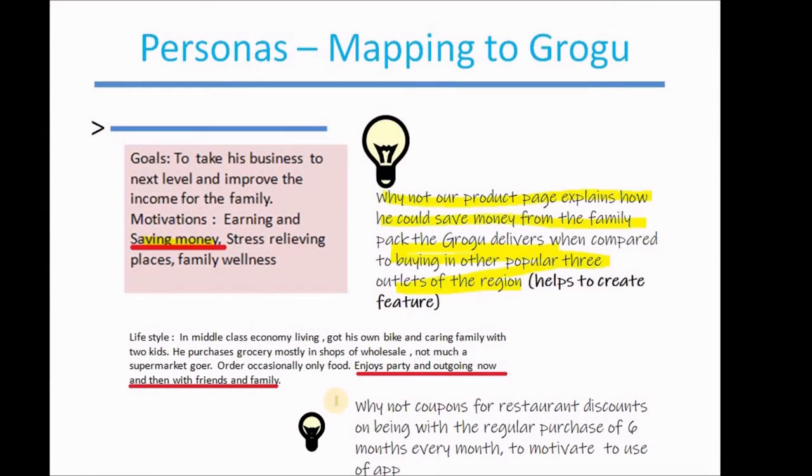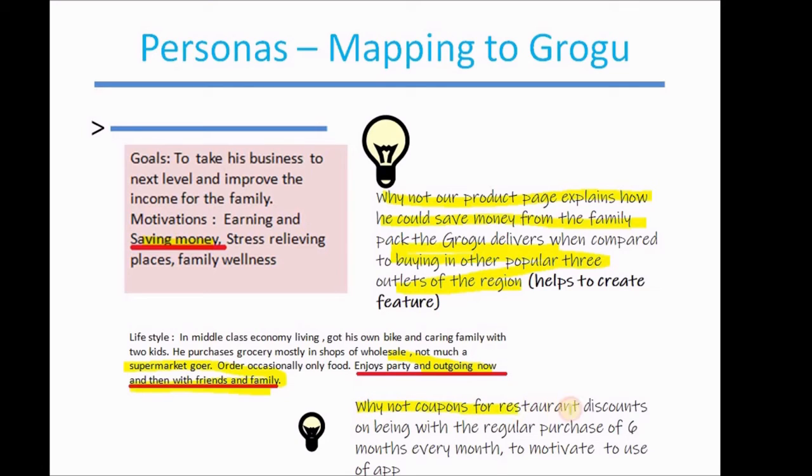Seeing his lifestyle, he enjoys parties and outings, now and then with family and friends. So you see, though he wants to save more money, naturally, as a social animal, a human, and for stress relieving, now and then he enjoys a little party, probably in a budgeted way. So there emerged a new idea.